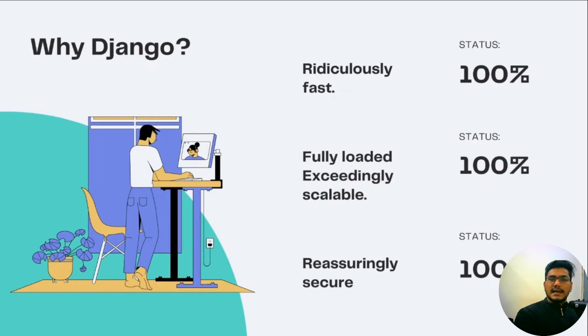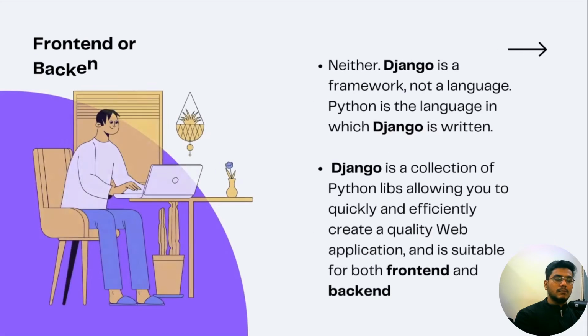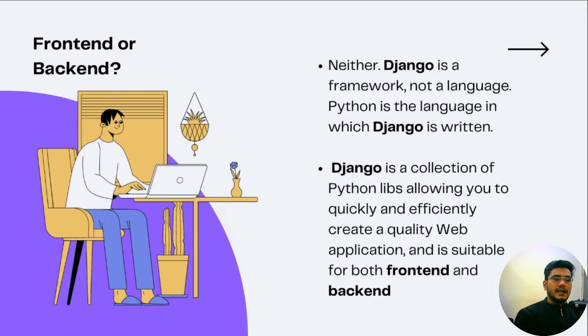So why do we need Django? Django is fast, it is very secure, and it is scalable, so we can use it for rapid web development. Whether it is front end or back end, Django acts as both a front end as well as a back end language. So it is used for a quick web development process.